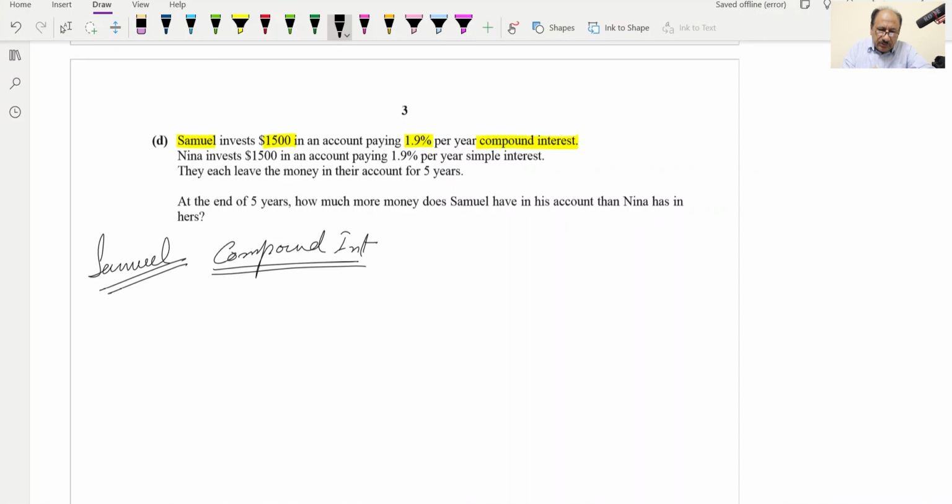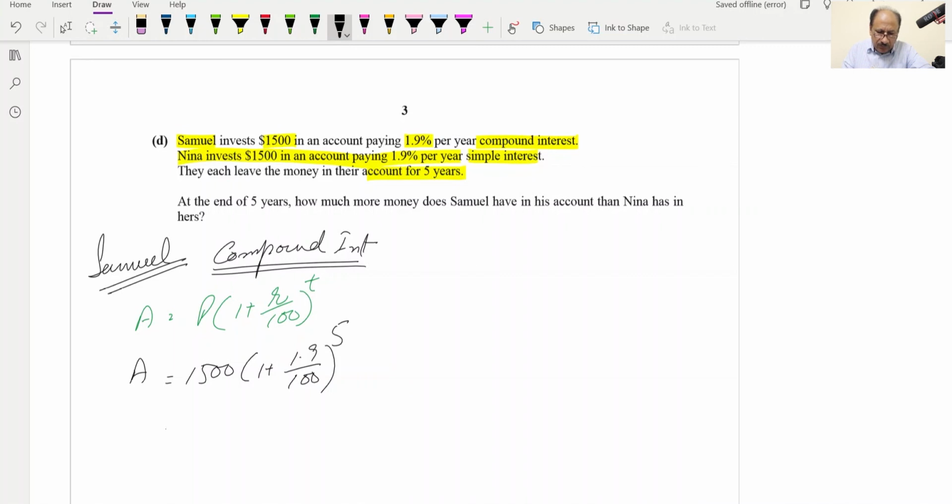So the compound interest formula we can write: A is equal to P into 1 plus R over 100 raised to the power T, and the same thing we can write: principal amount is 1500, and 1 plus rate is 1.9 over 100. T is for how much duration? If we go ahead in the question, Nina invested this much amount in an account paying 1.9 per year, this is simple interest. They each leave the money in their account for 5 years. So the duration is 5 years. I will write here 5.